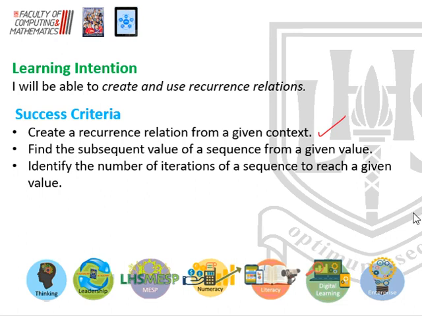The second and third thing: being able to use that recurrence relation, so being able to use U0 to find U1, being able to use U2 to find U3. And then lastly, a kind of wee niche one: identify the number of iterations of a sequence to reach a given value.